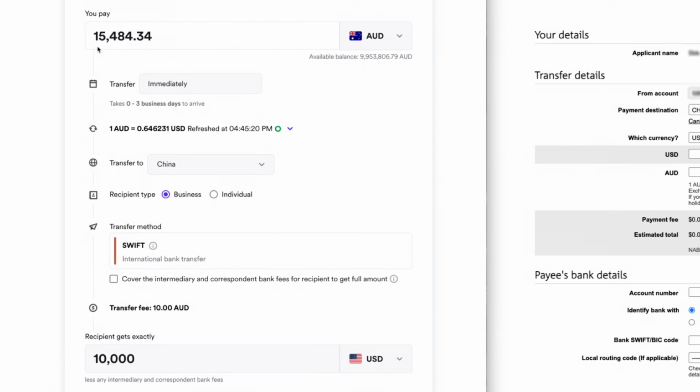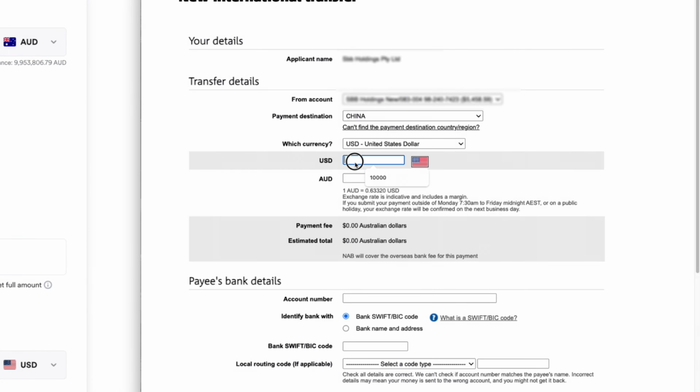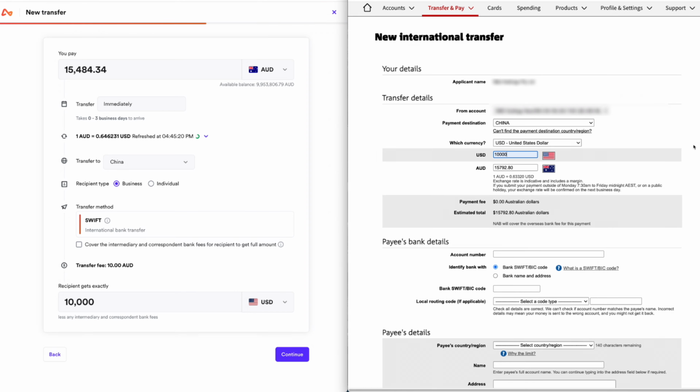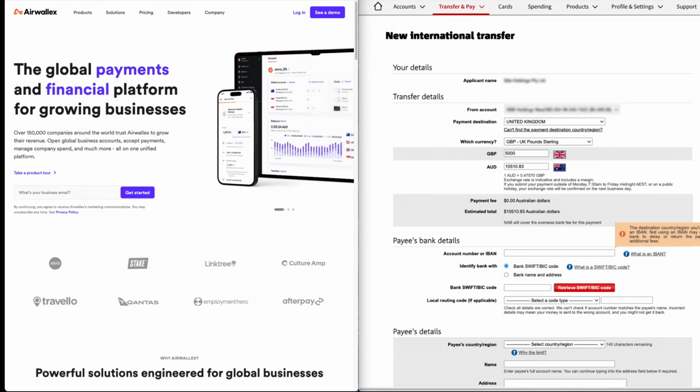That's going to cost us 15,484 Aussie dollars at today's exchange rate. Let's say we wanted to do that with a big four bank. That's going to cost us 15,792. So it's going to cost $308 more using a big four bank versus what it would when we use Airwallex. And you can actually test this out yourself for your own invoices.